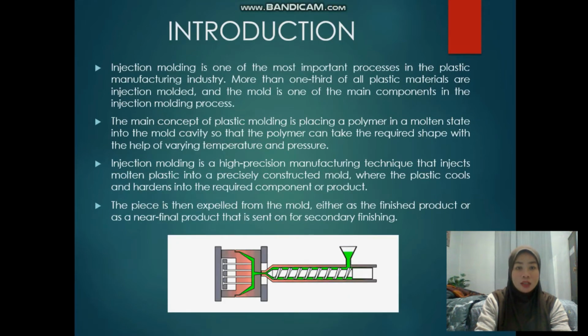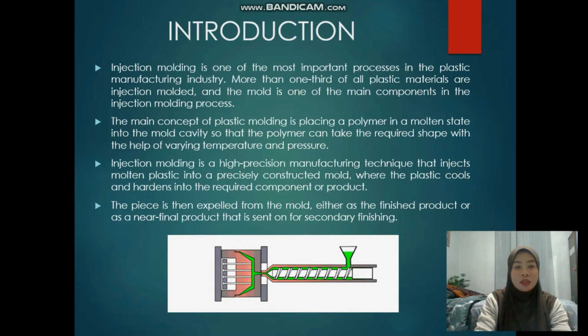For the introduction, injection molding is one of the most important processes in the plastic manufacturing industry. More than 1/3 of all plastic materials are injection molded, and the mold is one of the main components in the injection molding process. The main concept of plastic molding is placing a polymer in a molten state into the mold cavity so that the polymer can take the required shape with the help of varying temperature and pressure.